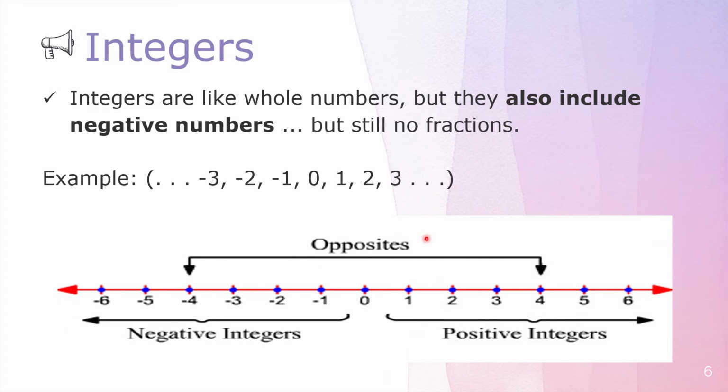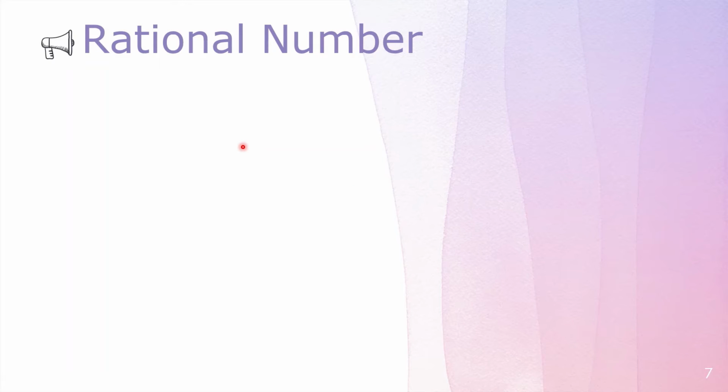Okay, here. Para maintindihan lalo. Ngayon, sabi nga kanina, na-discuss ko na this is opposite. Dito pataas, dito papaliit. And they're between the 0. Yan. The negative integers and the positive integers. That's it. That's what integers are all about. So let's proceed to rational numbers.